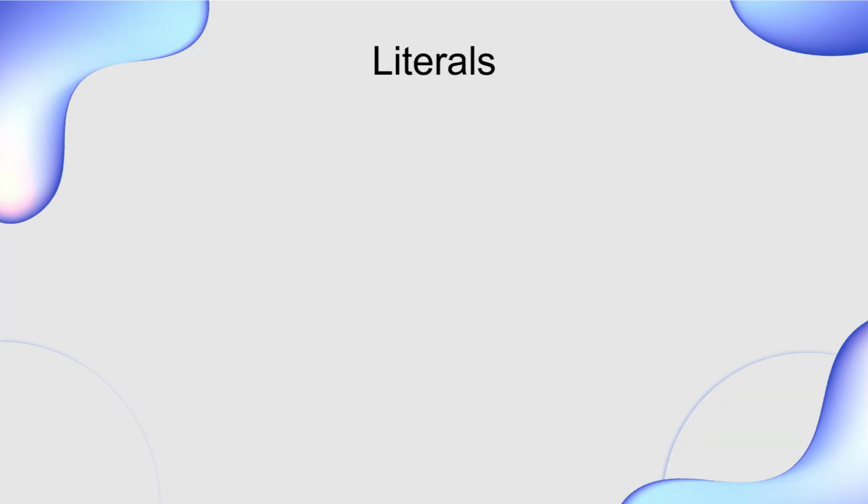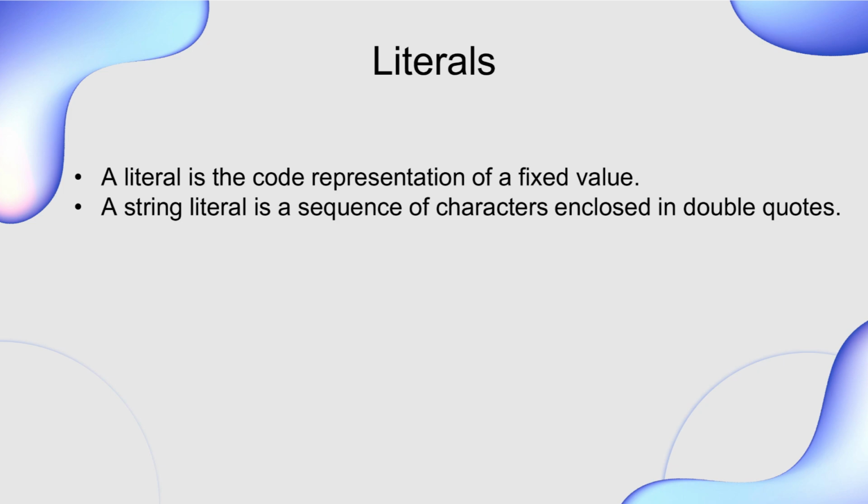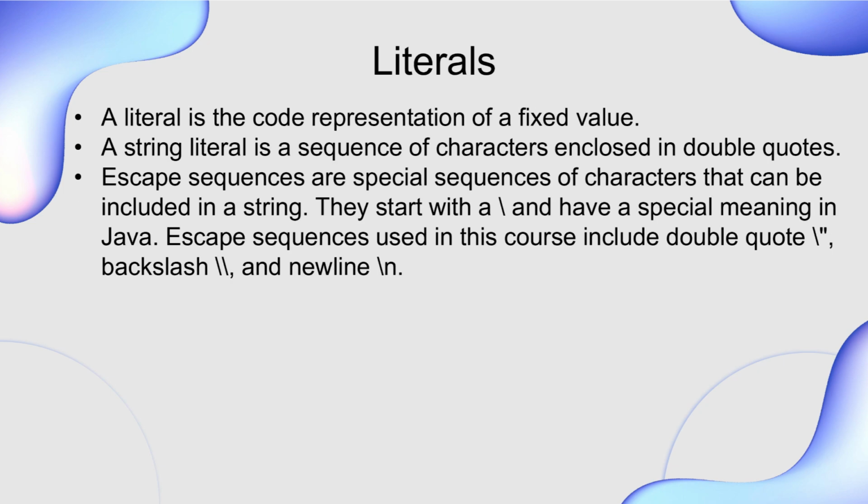Now let's learn about literals. A literal is the code representation of a fixed value. A string literal is a sequence of characters enclosed in double quotes. Escape sequences are special sequences of characters that can be included in a string. They start with a backslash and have a special meaning in Java. Escape sequences used in this course include backslash double quote, backslash backslash, and backslash n to create a new line.